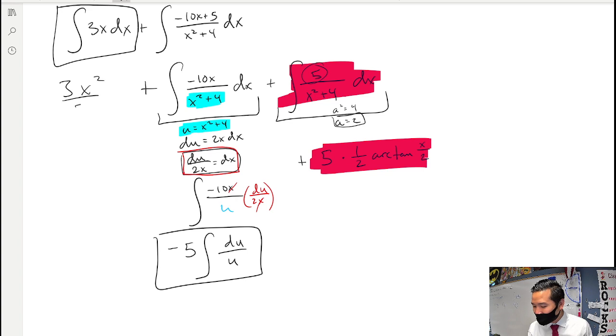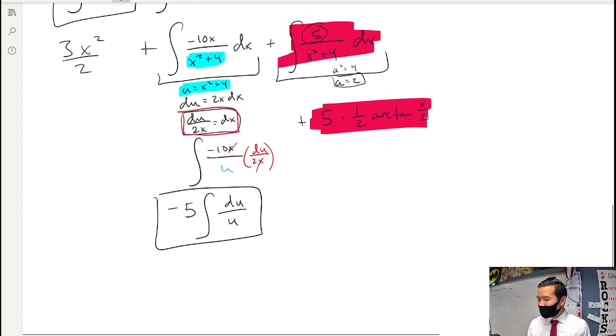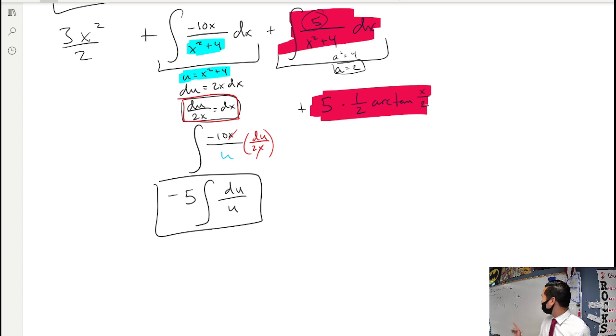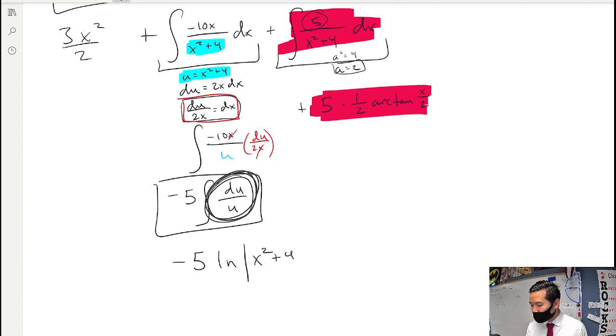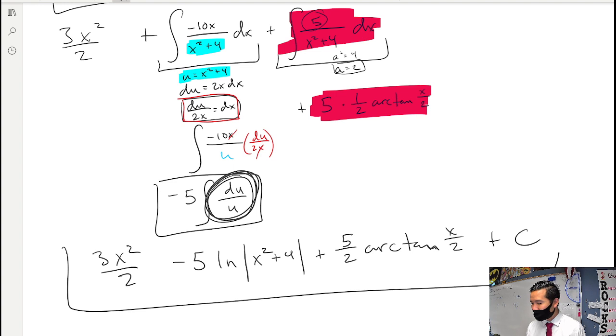3x squared over 2, right? How do you do something like that on accident? I don't even know how I knew to put 3. Anyways, so what does this become, by the way? There earlier, this is going to become -5 ln of u, but u in this case was x squared plus 4, yeah? Plus 5 over 2 arctangent of x over 2. And in front we had 3x squared over 2. All of this, of course, needs a what at the end of this? Plus c.